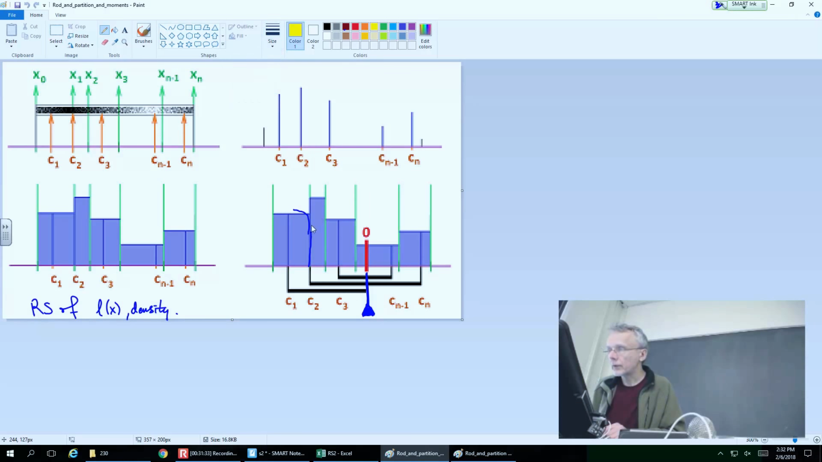Okay, so this bucket, not this bucket, this bucket. Its weight has to be multiplied by this lever in order to have its moment, and then the total moment will be the sum of those. So let's write this out.